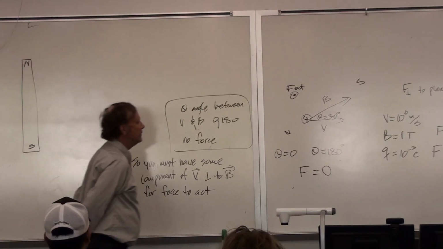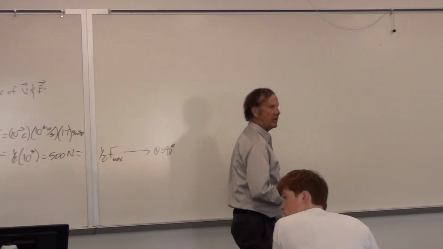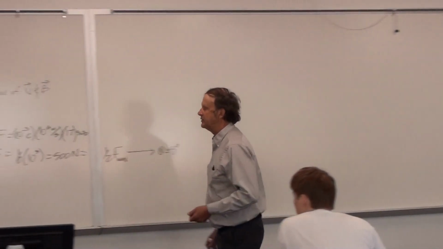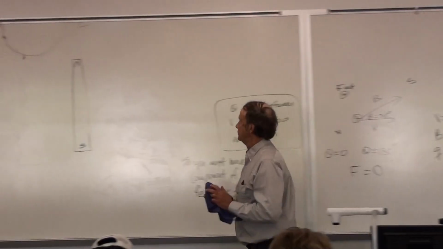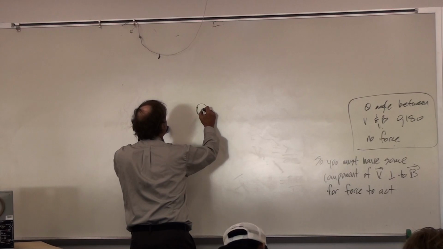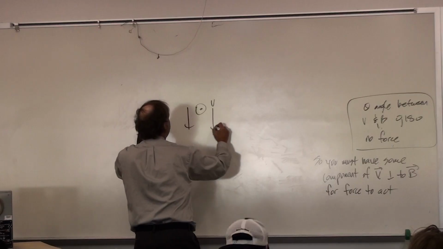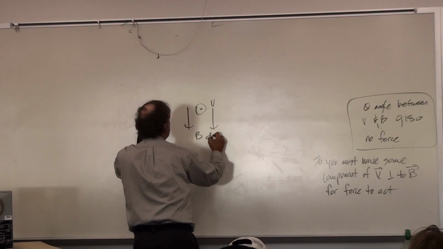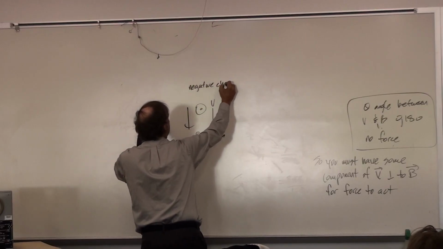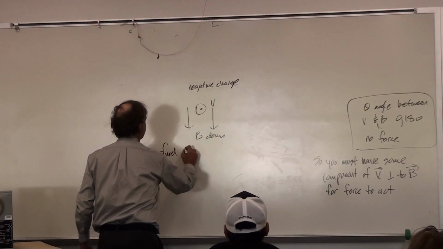Okay, so with all of these different ideas in mind, and also remembering how to do the right-hand rule, and the fact that you've got to change the direction if it goes from positive to negative, let's try a couple of these problems. First one, let's say that the velocity is out of the board and the magnetic field is down, negative charge. Find the force direction.